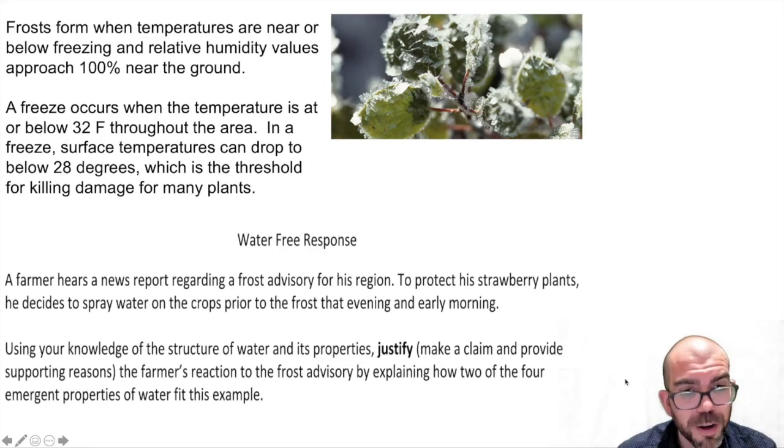If I am a strawberry farmer and my berries freeze all the way through, that's bad. It's going to destroy the berry. Why would a farmer thinking that the crop is going to be covered in ice spray it with water before the freeze? Something to think about.